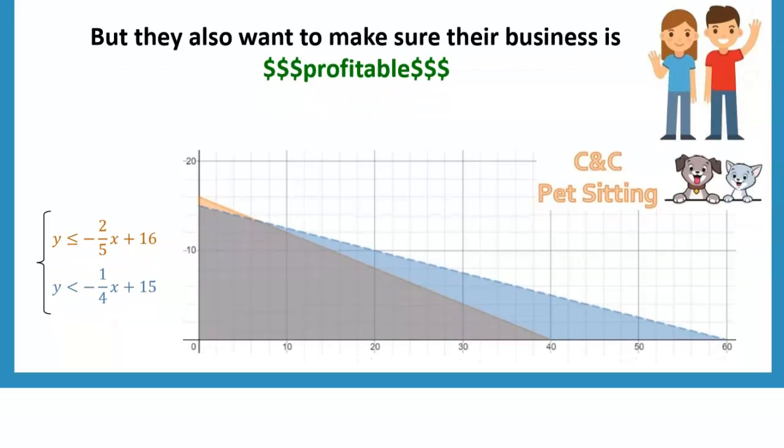But they also want to make sure their business is making enough money, right? That's a very common constraint we'll put on a business. Make sure that they're making enough money to make it worth their time and make it worth their costs. So let's take a look at what their profit constraint is.